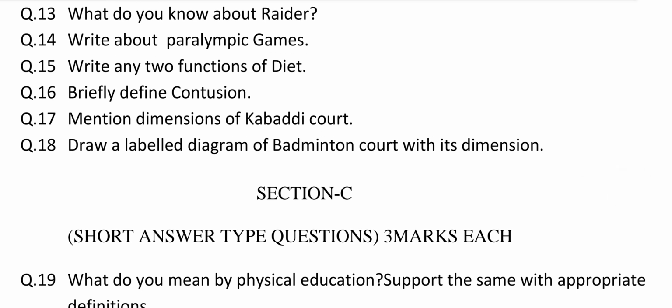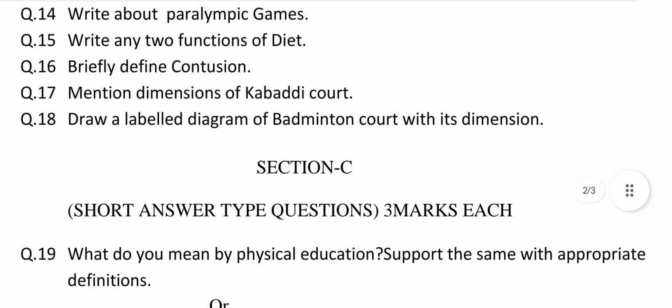This question is selected from chapter number 6, Concept of Major Games and Sports. The answer may be during each play known as a raid, a player from the attacking side known as raider runs into the opposing team side of the court and attempts to tag as many of the 7 defending players as possible. Question number 14. Write about Paralympic Games. This question is selected from chapter number 8, Olympic Games. The answer may be a series of international contests for athletes with disabilities that are held following the Summer and Winter Olympic Games.